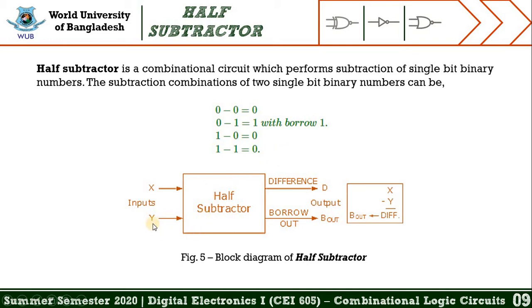And figure 5 represents the block diagram of the Half Subtractor. In the left section of the block diagram you can find two inputs, one is X and another one is Y. And in the right section you may find two outputs, one is difference and another one is borrow out. Difference is symbolized by capital D, and borrow out is symbolized by B out.